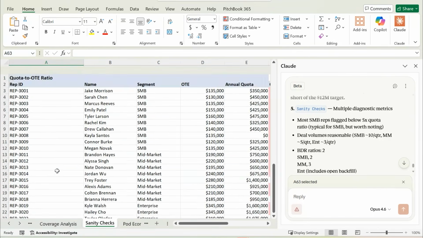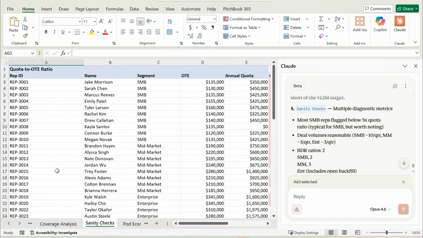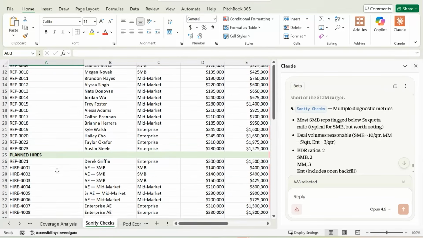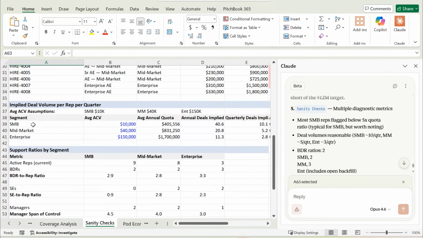Another one. So I fed Claude a piece that I had written about the sanity checks that I always do at the end, and it listened. Once again, it does the quota to OTE ratio. So that's what you're paying somebody versus what they're bringing into the company. You need it to be accretive because the sales reps support everybody else's salary at the company. The implied deal volume per rep per quarter. So this is how many actual deals you have to do. Maybe the dollars make sense, but the velocity of deals, the sheer number of deals you have to do, don't.